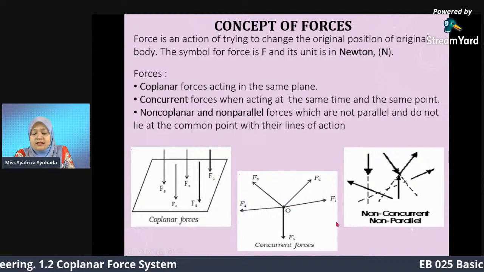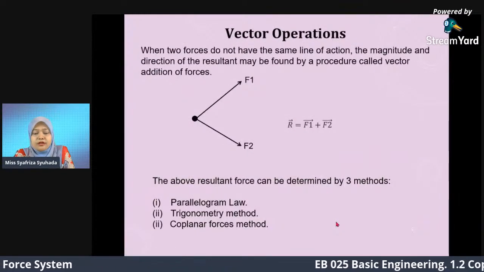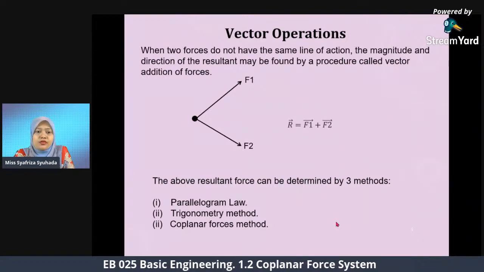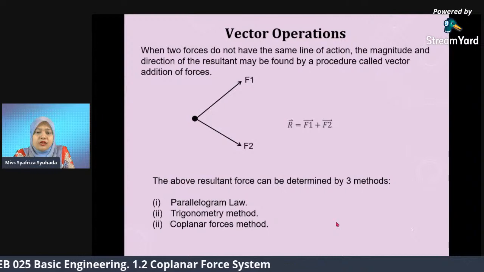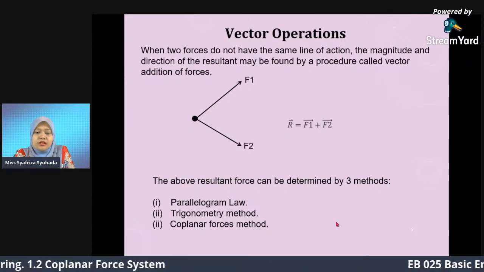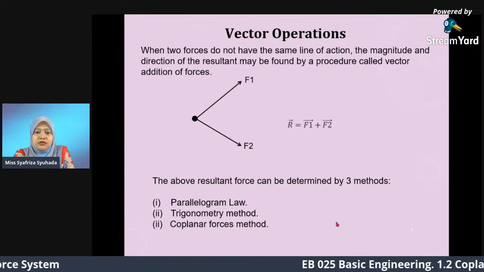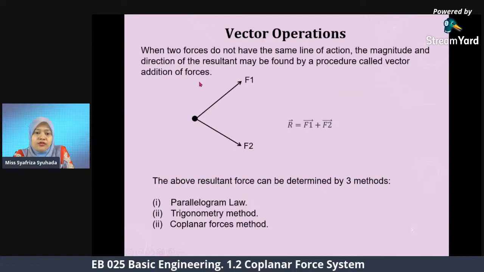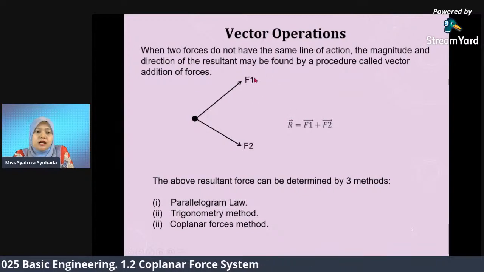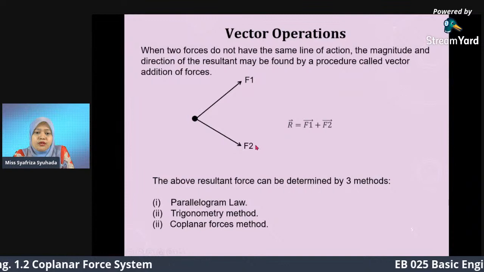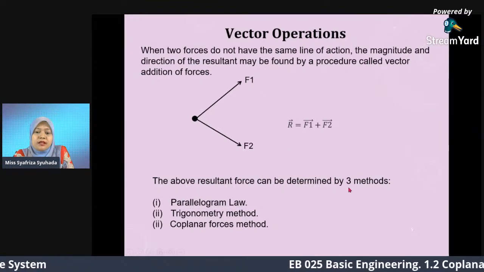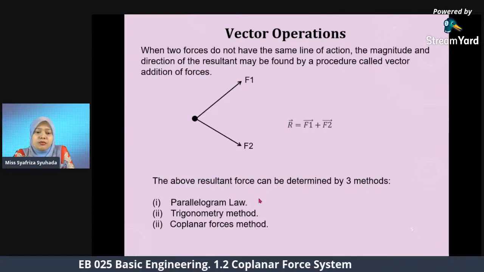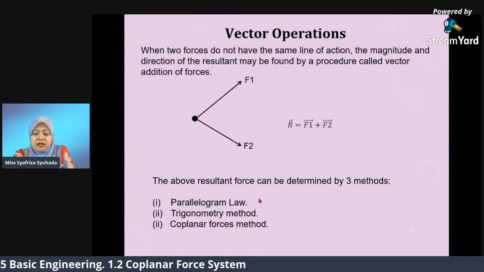Alright. Next, vector operation. When we have two or more forces that do not have the same line of action, we want to know the magnitude and the direction of the resultant force. It may be found by using vector addition of forces. For example, we want to add F1 and F2. We can do it using three methods. Number one is the parallelogram law, second is the trigonometry method, and the last one is the coplanar method.